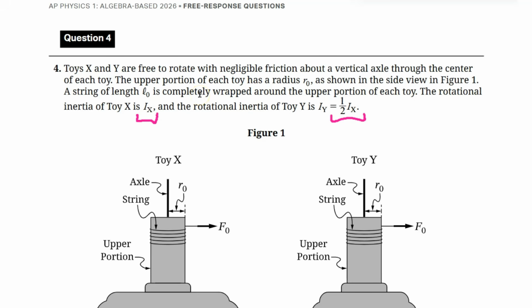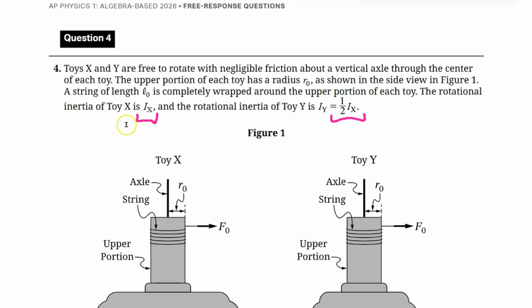In this video, we're going to solve 2026 AP Physics 1 free response question number 4. Toys X and Y are free to rotate with negligible friction about a vertical axle through the center of each toy. The upper portion of each toy has a radius R0 as shown in the side view in figure 1. A string of length L0 is completely wrapped around the upper portion of each toy.